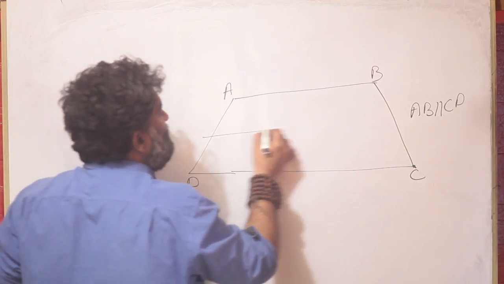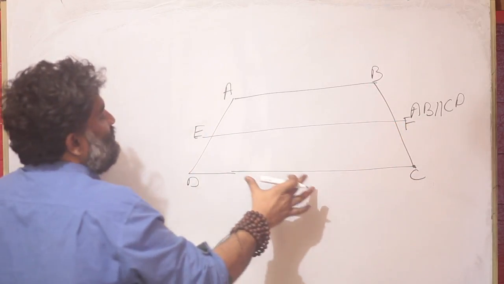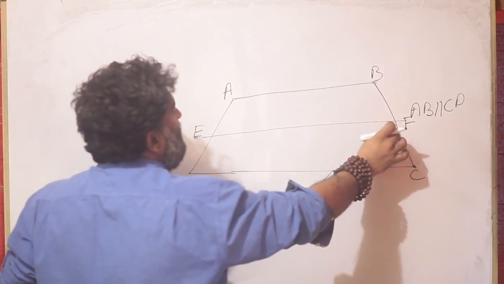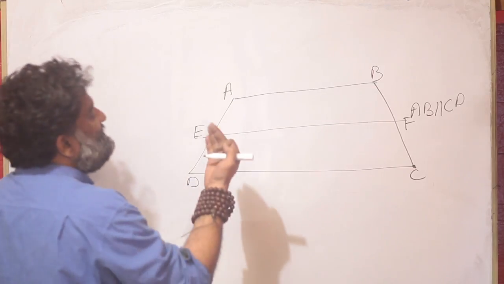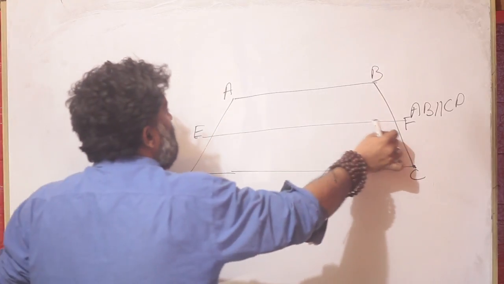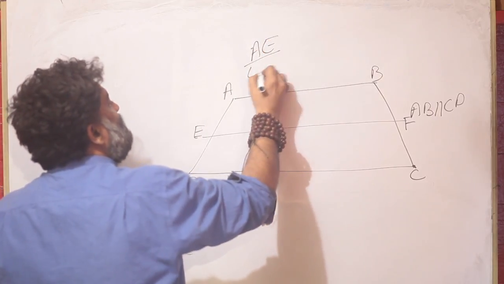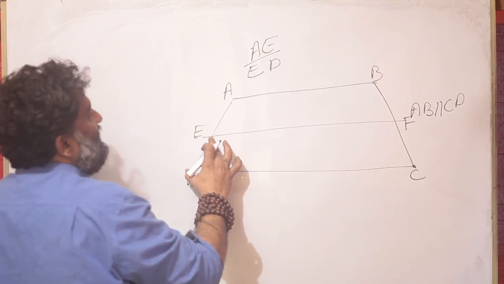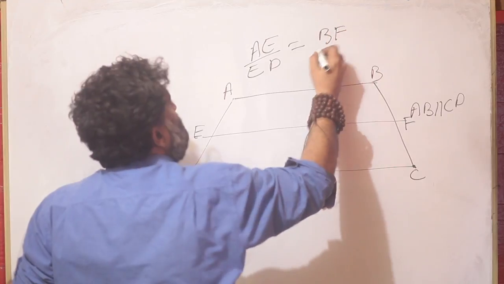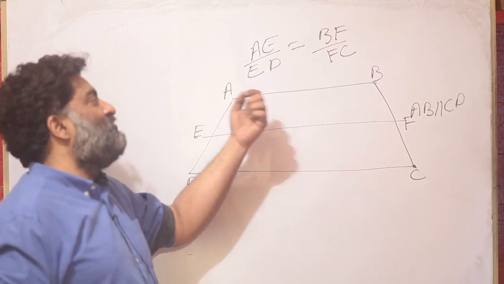And now I draw a parallel line, say E and F, parallel to DC, and because it is parallel to DC, it will also be parallel to AB. So I draw a line parallel to any of the sides. And once again, I will notice very similar results to what I have just worked out, that this line EF will divide the sides in the same ratio. That means AE upon ED is going to be equal to BF upon FC.